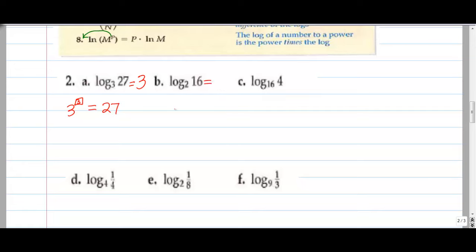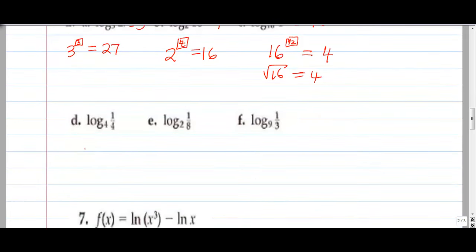Again, 2 to the something equals 16. So 2 to the what gives me 16? 2 times 2 is 4, times 2 is 8, times 2 is 16. So that answer is 4. And then again, 16 raised to the something. Remember there's a little gap here, a little box. 16 to the something equals 4. So 16 to the what equals 4? Well, I know square root of 16 equals 4. So that is power 1/2. So log base 16 of 4 is 1/2.